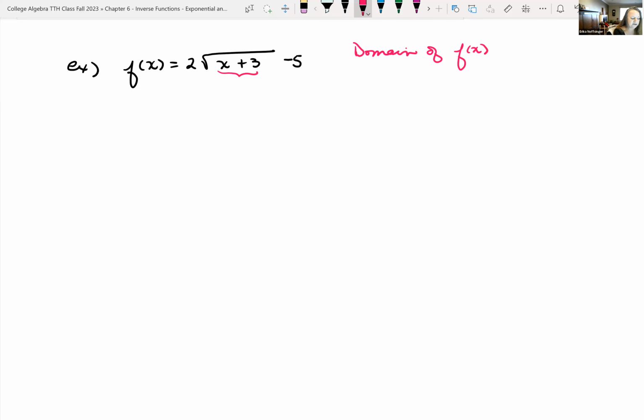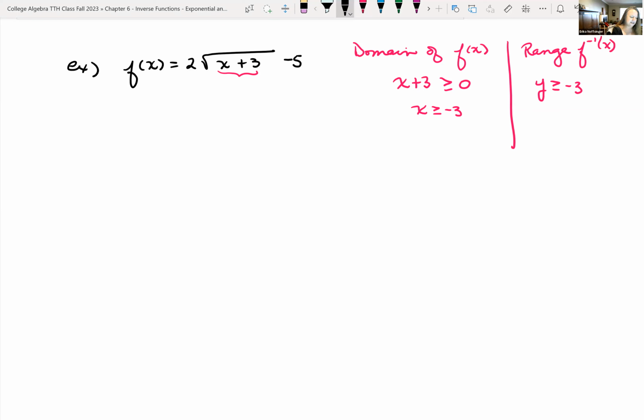And so we have a trouble spot. We have an even-powered radical. And so we know what's underneath that radical, x plus 3, has to be greater than or equal to 0. And so I know x has to be greater than or equal to -3. So the domain of my original is the range of my inverse function. So the range of my inverse function is y is greater than or equal to -3.